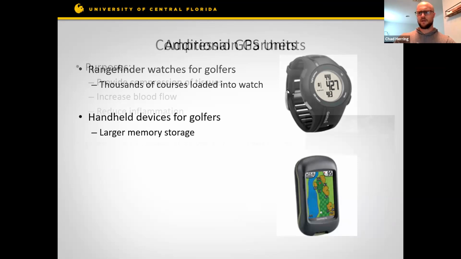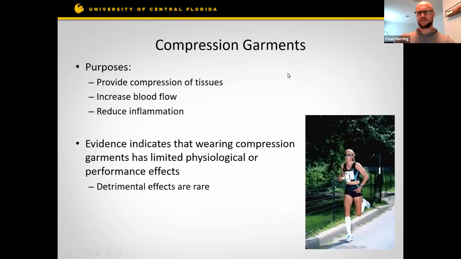Okay. Another piece of technology is compression garments. They seem to be more worn in endurance type sports, especially on the lower legs, but we do see some in basketball around the elbow and in different types of sports. The purposes, they say, are to provide compression of tissues, increase blood flow, and reduce inflammation. But the evidence in the studies out there says that these compression garments probably don't have that much physiological or performance effect, but they don't really have detrimental effects either.